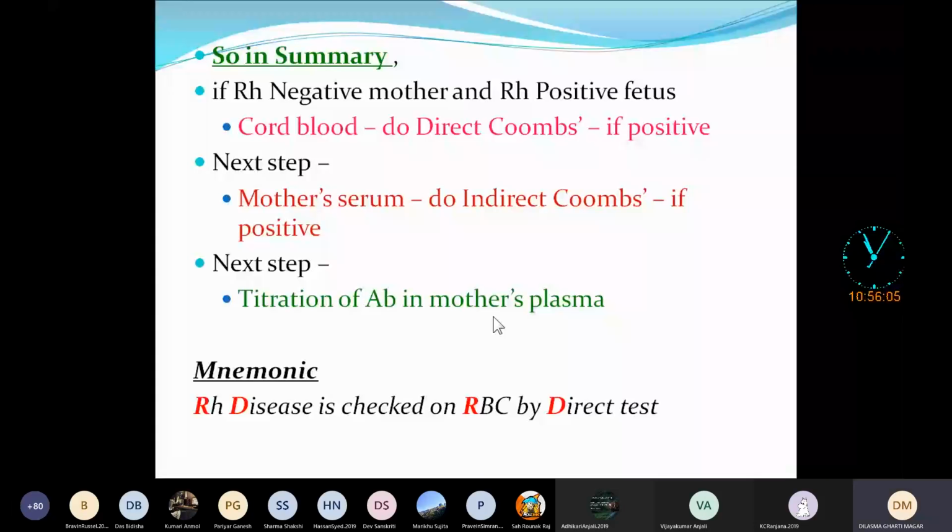In summary, if there is an Rh negative mother and an Rh positive fetus, we take cord blood and do the direct Coombs test in the cord blood. If the direct Coombs test is positive, in the next step we take the mother serum and do the indirect Coombs test. If it is again positive, then we do the titration of the antibody in the mother's plasma. Clear this slide?